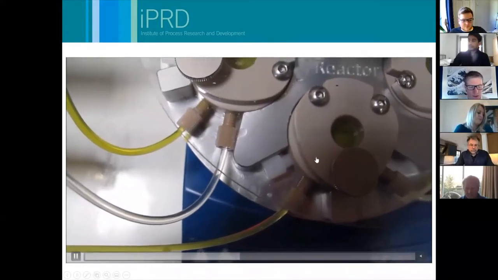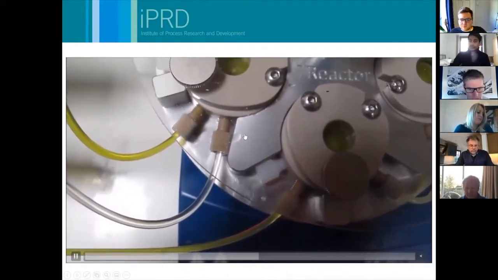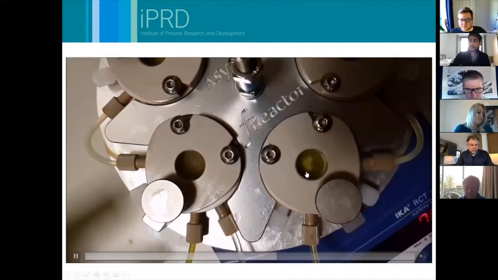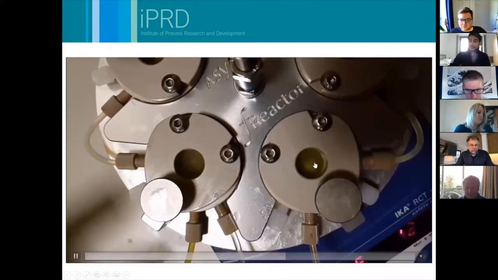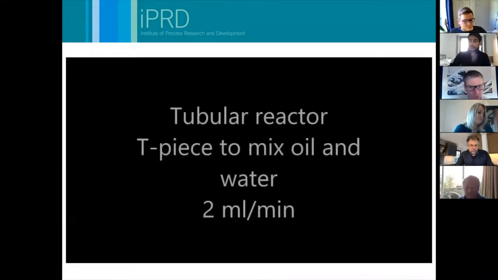So that's a very typical physical operation. There's no real chemistry taking place, but it gives you a feel for what's going on. Now, this is a slowed down video of what those stirrers are actually doing. They're bouncing around within the reactors and giving really good mixing.